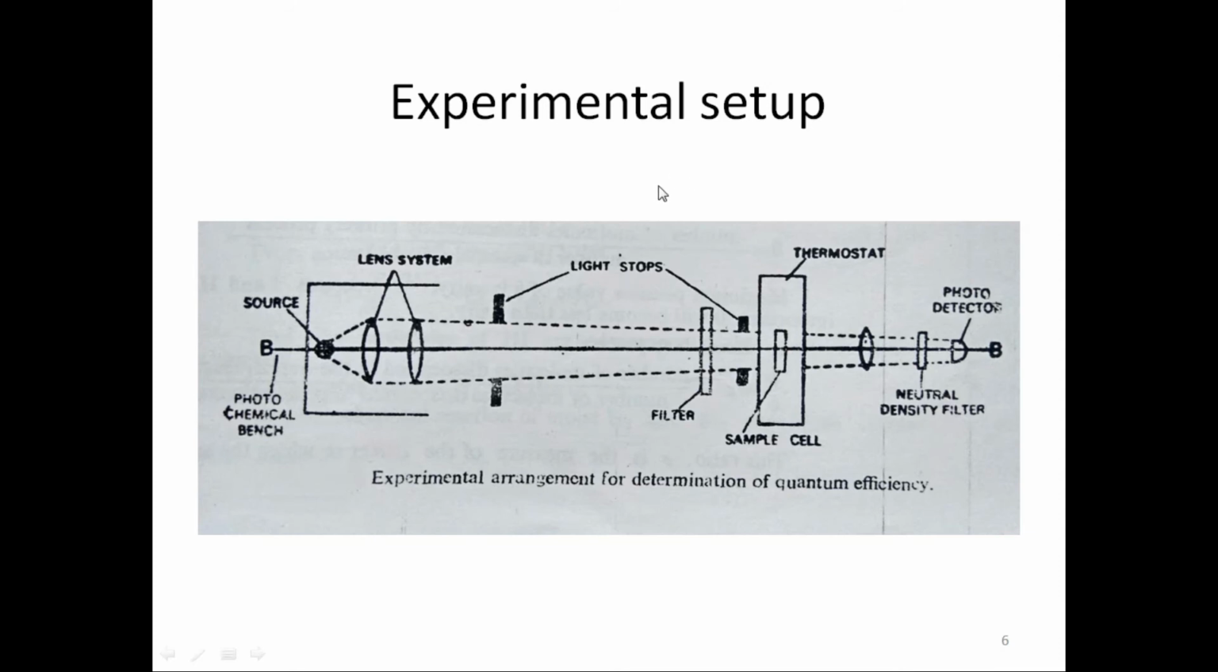Experimental setup. The experimental setup consists of an optical bench in which the source, lens system, light shutters with a circular opening, filter shutters, sample cell in a thermostat with quartz window, neutral density filter, and photo detector are arranged in a sequence.